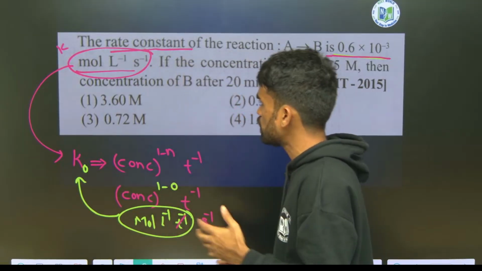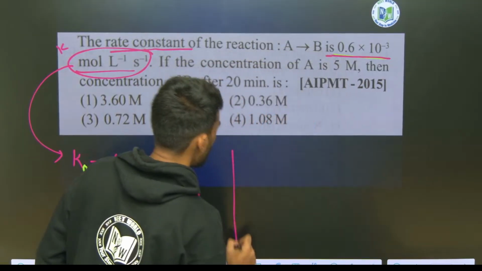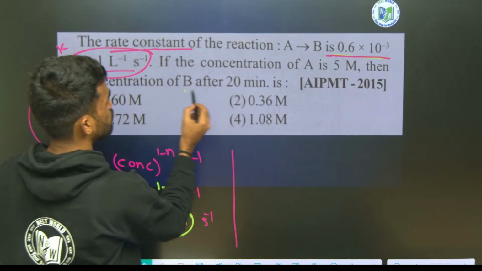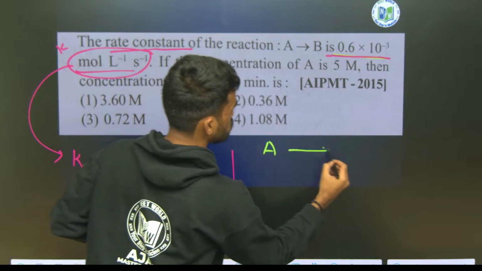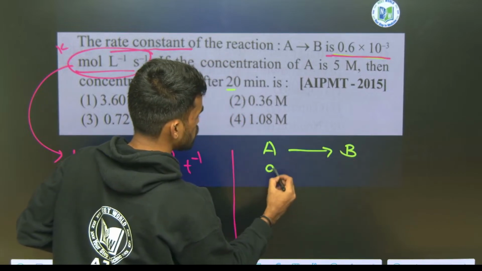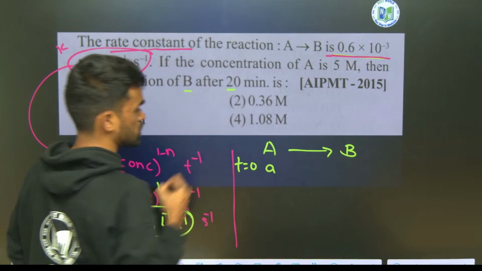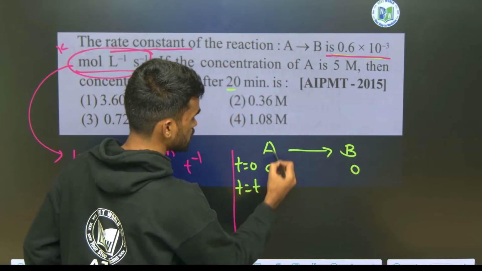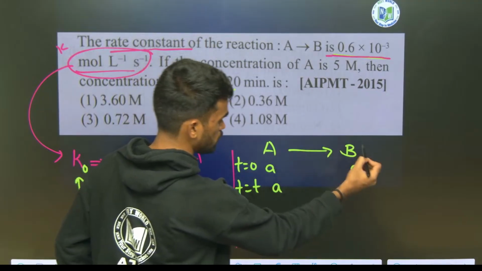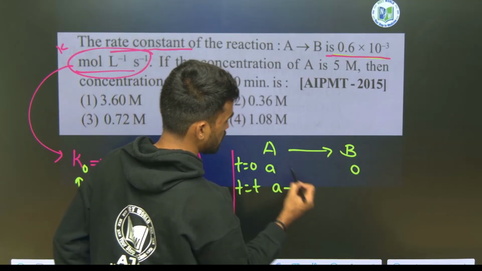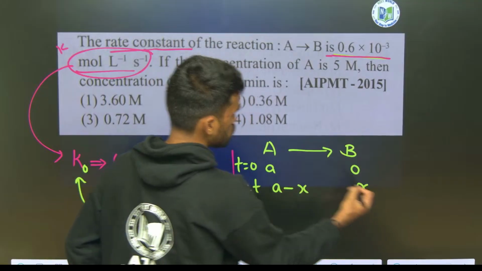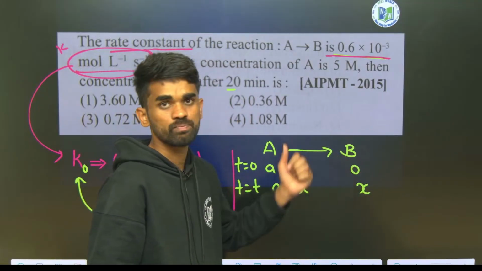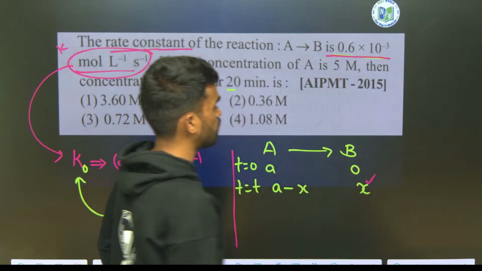Okay, so after doing this, for a zero order reaction, what they are asking is the concentration of B. For example, A gives rise to B, means let us say I have initial concentration at the beginning of this reaction as A and this is 0. After some time t, what happens? Some of this A converts into B now, so X amount is converted from A to B. Okay, so now A minus X is the remaining concentration of A and X is the concentration of B. They are asking about value of X here.